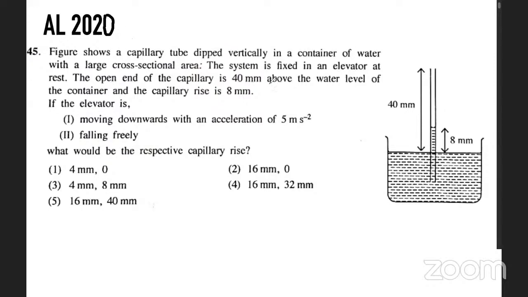And let's discuss this quickly one more time. Figure shows a capillary tube dip vertically in a container of water with a large cross-section area. The system is fixed in an elevator at rest. So this system they have shown in the diagram is already in an elevator which is at rest. Okay. So when the elevator is at rest.